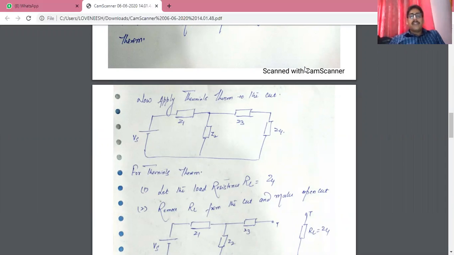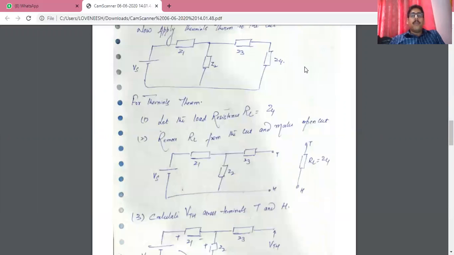Now for Thevenin's theorem, we have certain guidelines, a certain SOP for solving it. Under this SOP, your number 1 point is that you have to treat the load from where you have to calculate the current. In this particular circuit, I am treating the load as Z4. Therefore, let the load resistance RL be equal to Z4. Step number 2, remove the RL from the circuit and make the open circuit terminals. And this is the circuit where I have opened Z4 and the terminals become T and H terminals. And here we have RL equal to Z4.